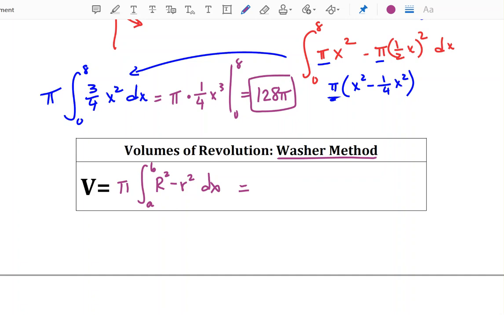To make this a little bit more specific, using function notation, that's going to be pi times the definite integral from a to b. The larger radius is always going to be whatever the outside or higher function is. We'll call that f of x, squared, minus whatever the lower function is, we'll call that g of x, squared. And that's a way that we can calculate the volume of revolution using what is known as the washer method.